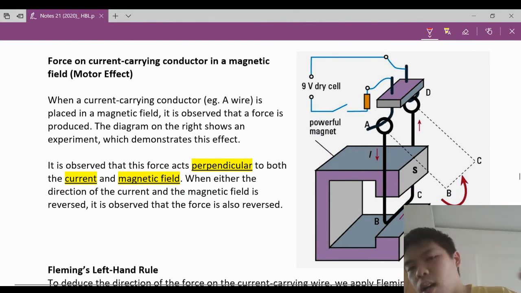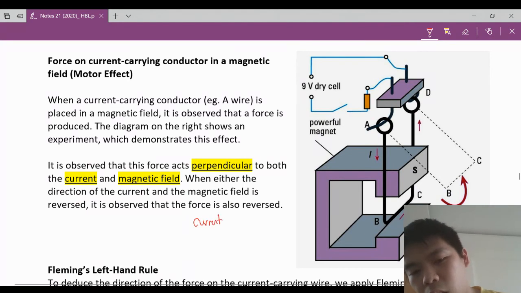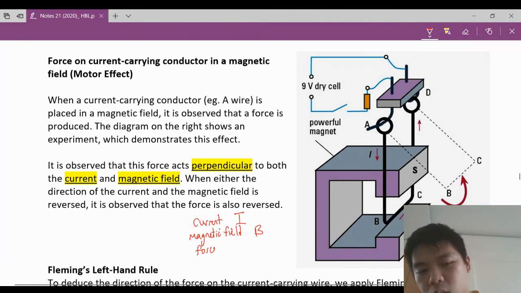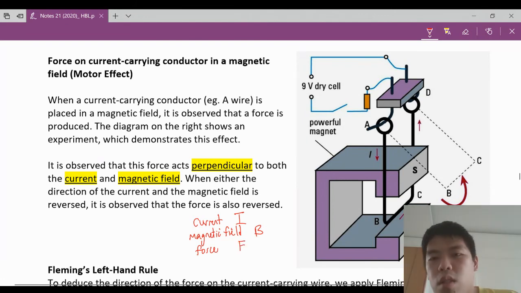There are a few things here I want to do. When I mention current, I will use the symbol I. When I mention magnetic field, I'll use the symbol B. And when I talk about force, I'll use the symbol F.